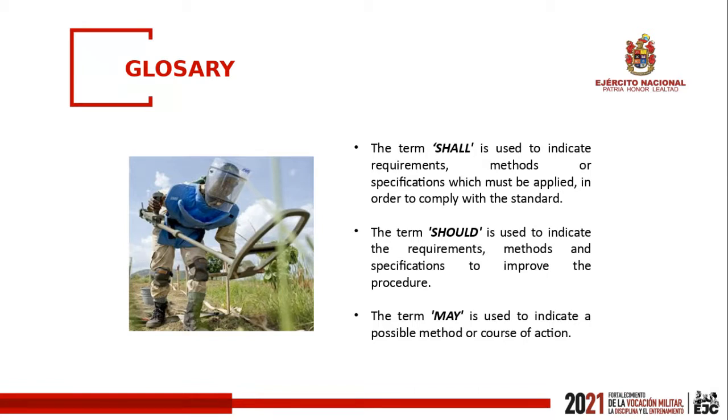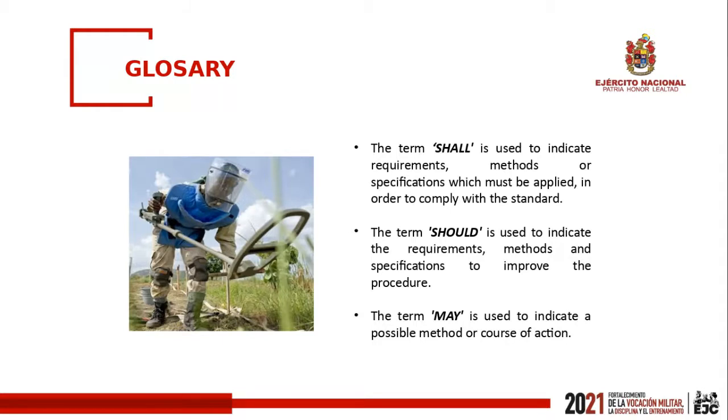So when we talk about the first term, shall, it is used to indicate the requirements, the methods or the specifications that must be applied in order to comply with the standard. The second term, should, is used to indicate the requirements, the methods and specifications that make up the best practice. And finally, the term may is used to indicate a possible method or course of action.